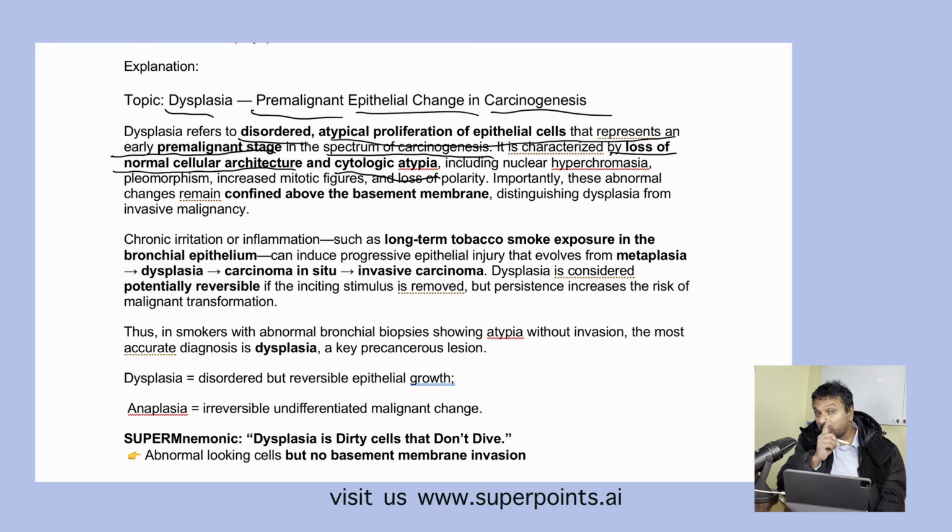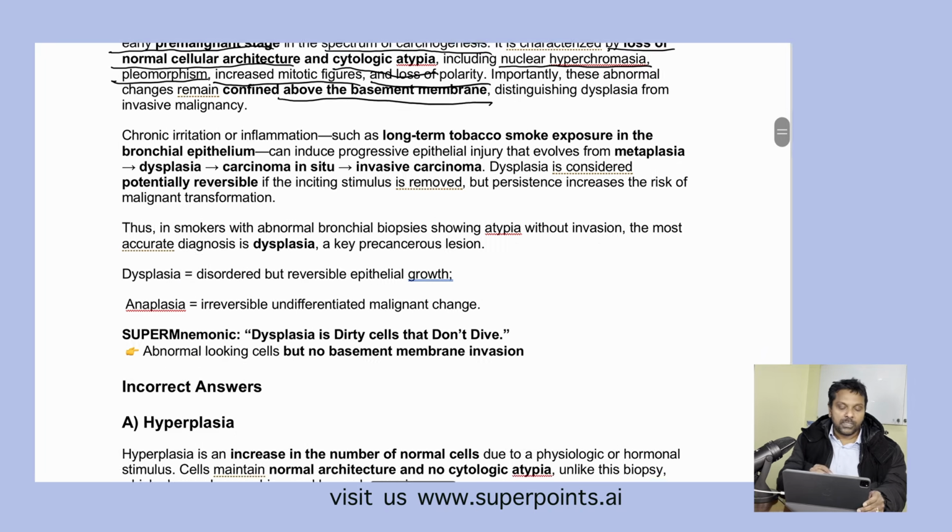So that's the very important point. You will see nuclear hyperchromasia, pleomorphism, increased mitotic figures, loss of polarity. Importantly, these abnormal changes remain confined above the basement membrane. All right. How do you distinguish dysplasia from invasive malignancy? Dysplasia is confined to the basement membrane. Malignancy is invading. All right. That's a very important point.